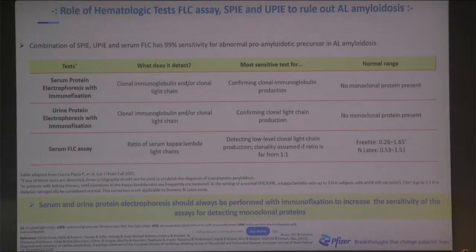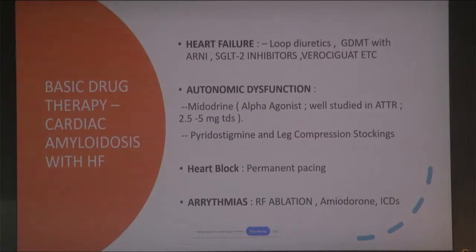So when you're seeing such a case, you should look for serum protein electrophoresis, that means the monoclonal light chains have to be looked for, urine protein, serum proteins, or serum FLCs. Now coming to the drugs, of course you treat heart failure with loop diuretics, SGLT2 inhibitors, and all the whatever we have in our armamentarium, vericiguat is new.